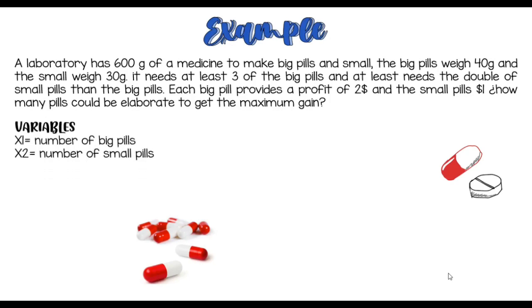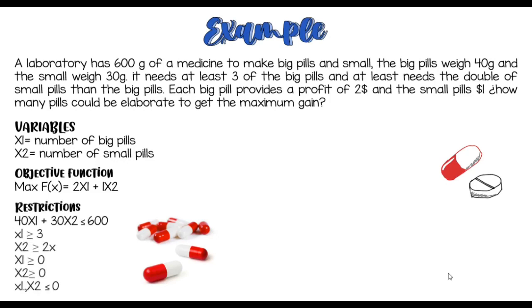Okay, the variables in this problem are x1, the number of big pills, and x2, the number of small pills. Now you can read again to find the objective function. In this case it is maximize f(x) equals 2x1 plus 1x2. The next step is to find the restrictions.